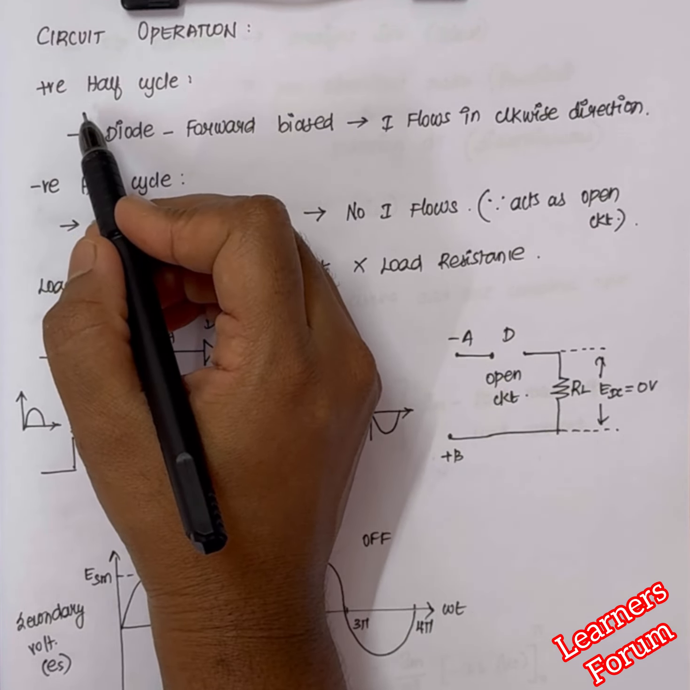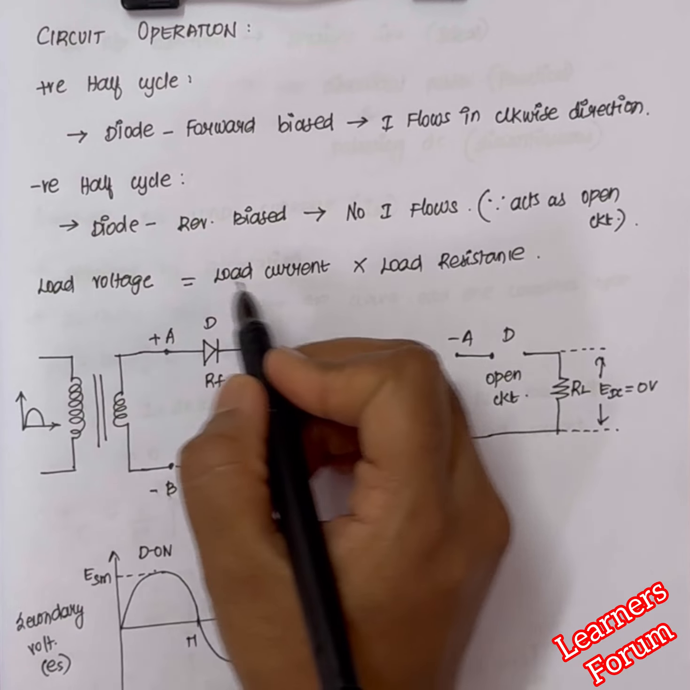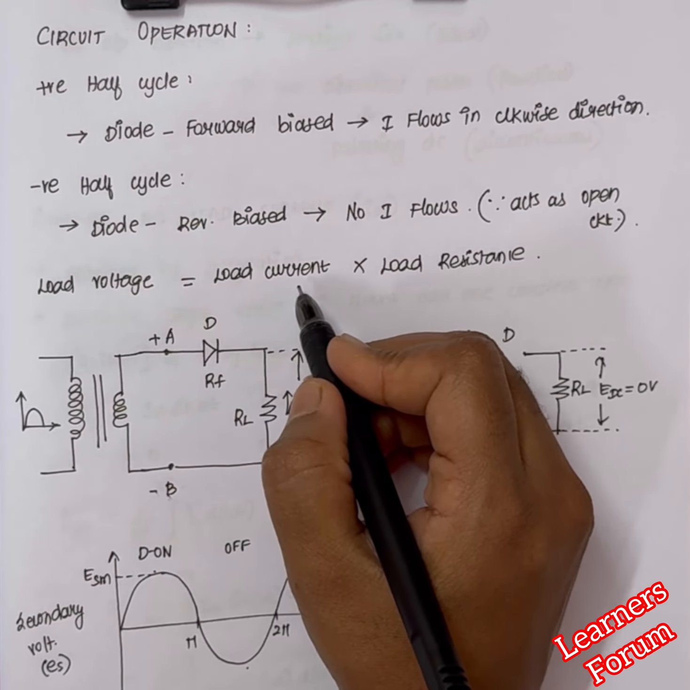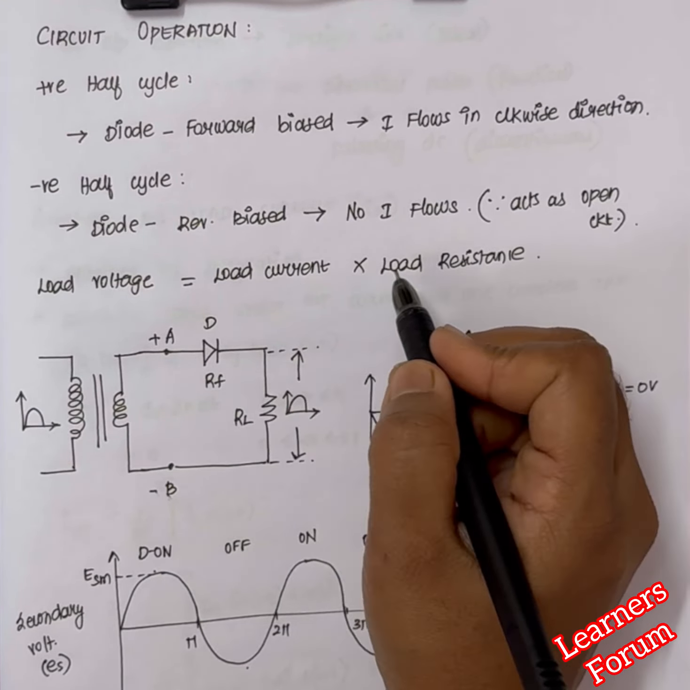That is, it will act as an open circuit. So the total load voltage will be equal to the product of load current and load resistance. So when we know the values of the two things, either current and resistance, then we can calculate the voltage, or in case you need to calculate the value of load current, knowing the values of load voltage and load resistance, you can use this relation.